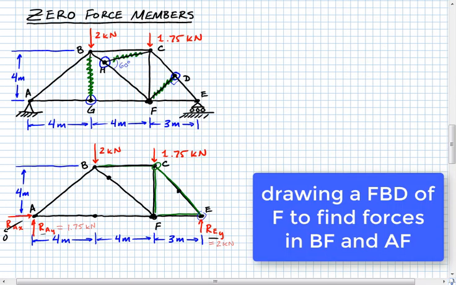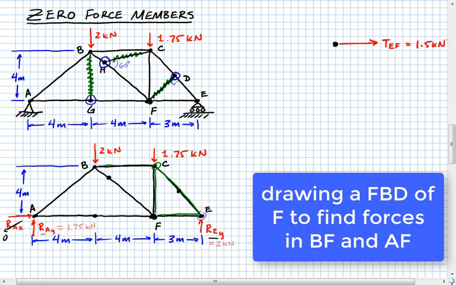Moving on, we need to do a free body diagram of the joint at F, and that will allow us to find the forces in BF as well as in AF. So here is the joint, let me do that in black. Here's the joint at F. Now we'll look at all the forces that act on that joint. We have this force FE that goes to the right. We found the force in EF, TEF, and this is equal to 1.5 kilonewtons.